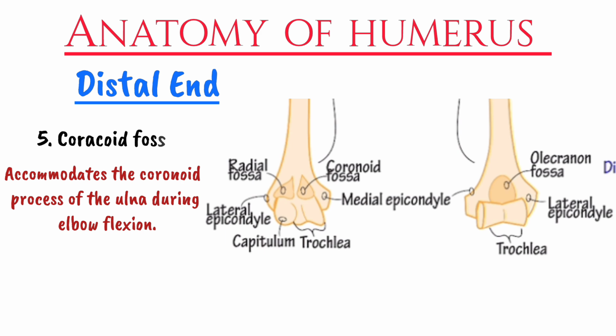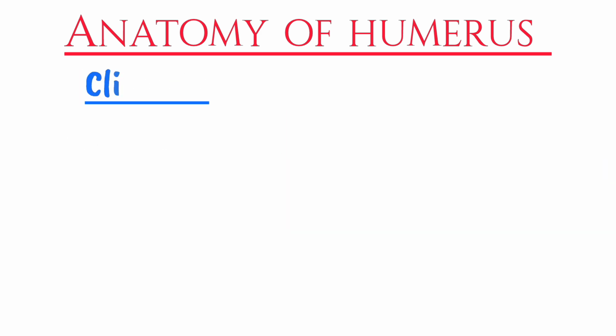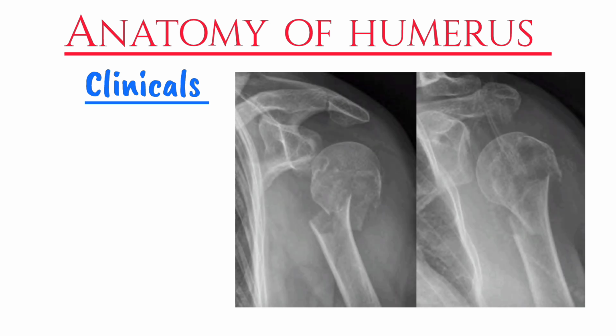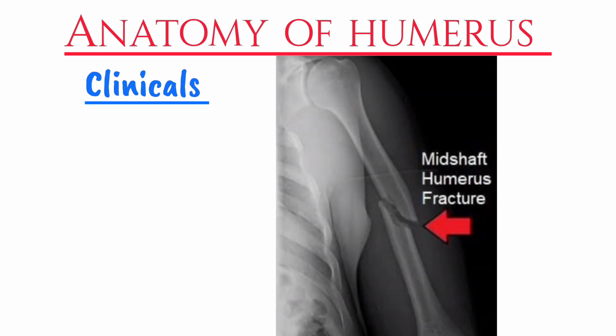Then finally, number 6 is the olecranon fossa. It is actually a deeper depression on the posterior distal humerus. It receives the olecranon process of the ulna, allowing elbow extension. Now, finally, let's move over to the clinical importance of the humerus. Number 1 is fracture. Surgical neck fracture may damage the axillary nerve and the posterior humeral circumflex artery. And mid-shaft fractures can risk injury to the radial nerve, causing wrist drop.